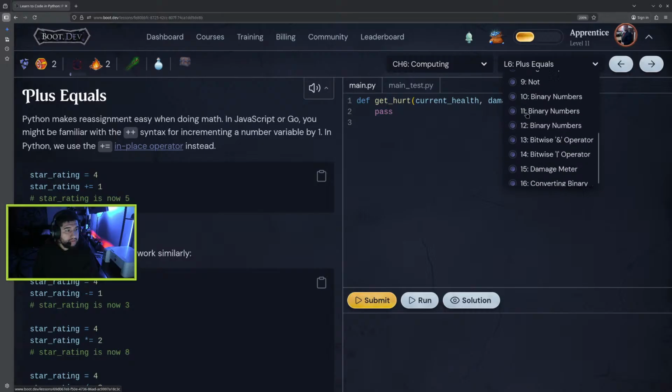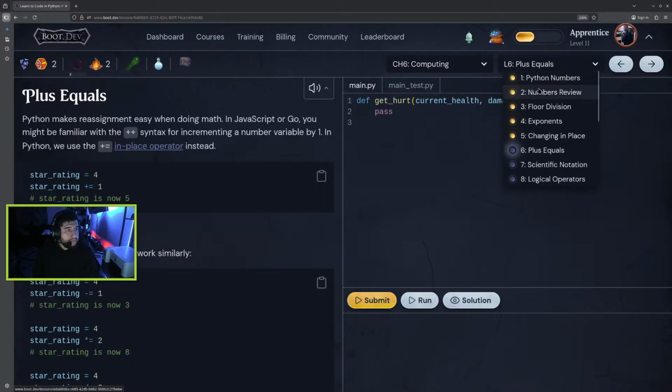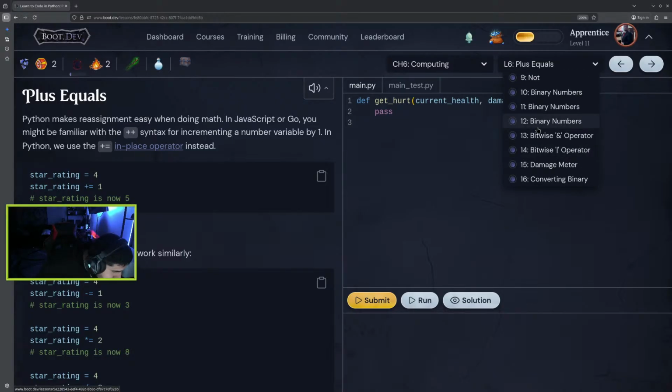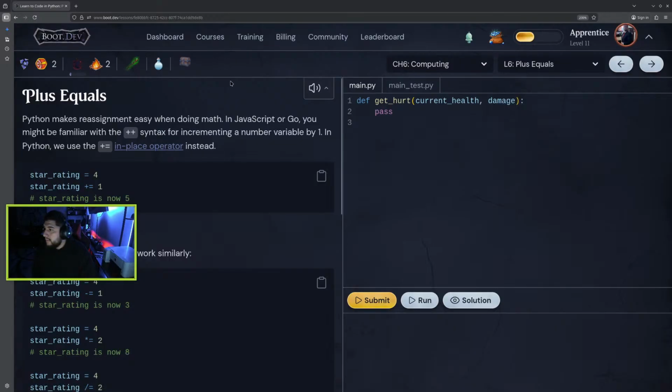Chapter 6. I only have 5 out of 16, so 11 more to go. Let's see how much time I have. I got plenty of time. Not even 30 minutes in.